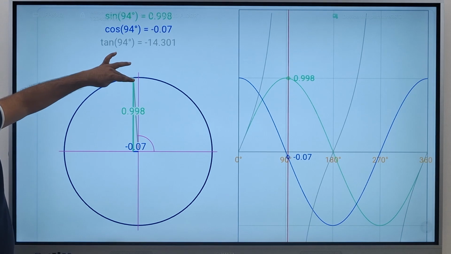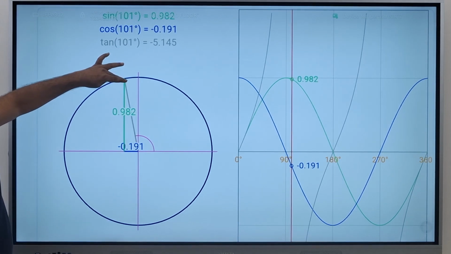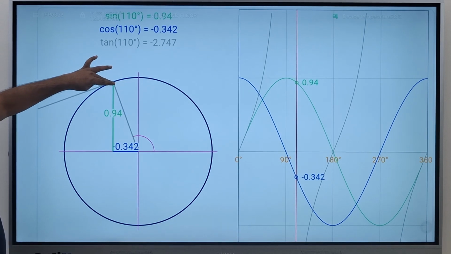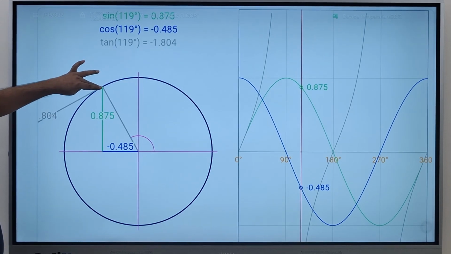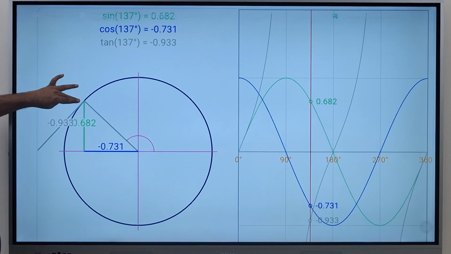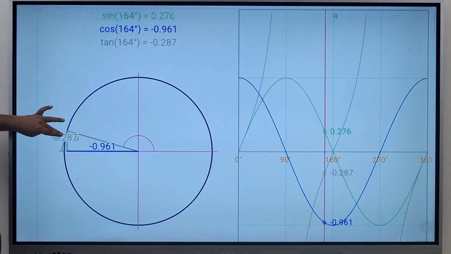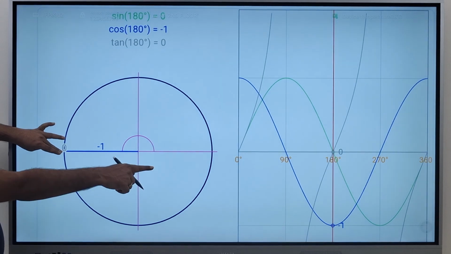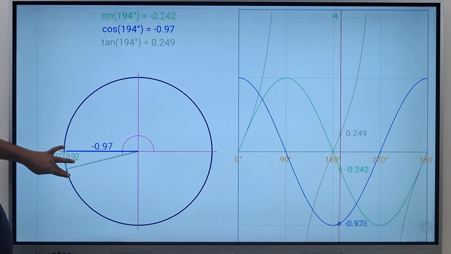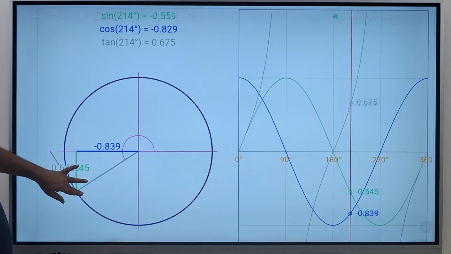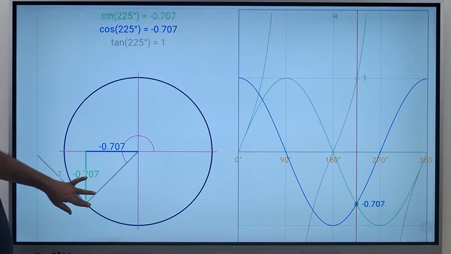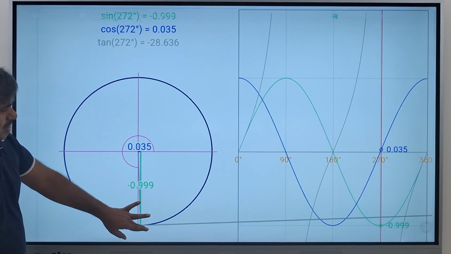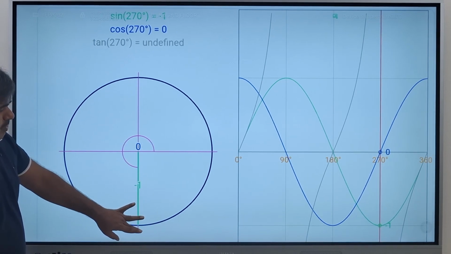In the second quadrant, sine theta is positive, but cos theta is negative. Look at the green dot and blue dot on the screen. Sine theta is positive, cos theta is negative. For theta equal to 180 degrees, sine theta becomes 0, cos theta becomes minus 1. In the third quadrant, cos theta is increasing, but sine theta is decreasing. For 270 degrees, cos theta becomes 0, sine theta becomes minus 1.